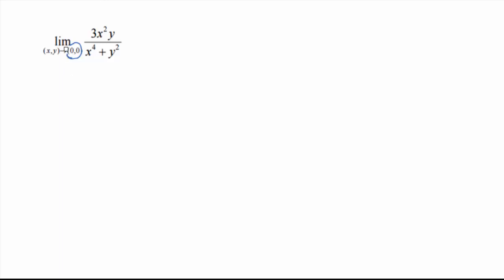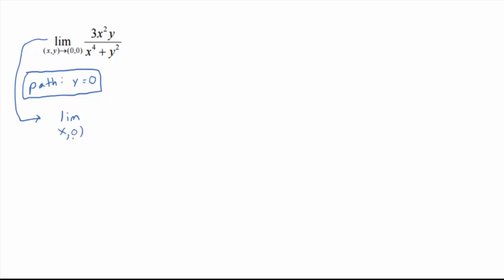So what's your path? What's your first path going to be? I think a sensible one to choose would be, how about the x-axis, which would be y equals 0, right? So let's see what happens when y equals 0. Then this becomes the limit as (x,0), y equals 0, approaches (0,0).